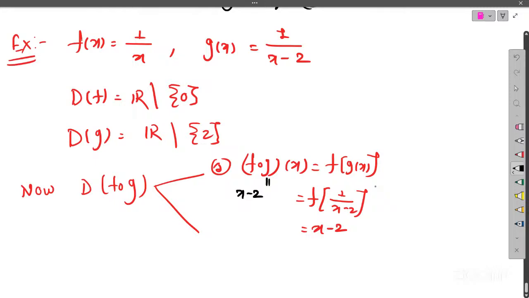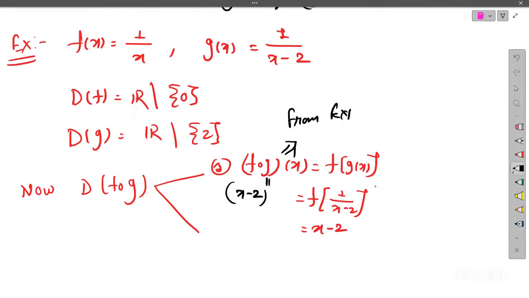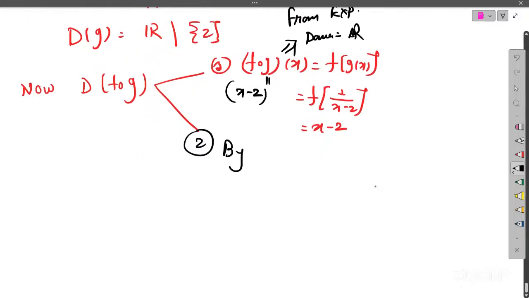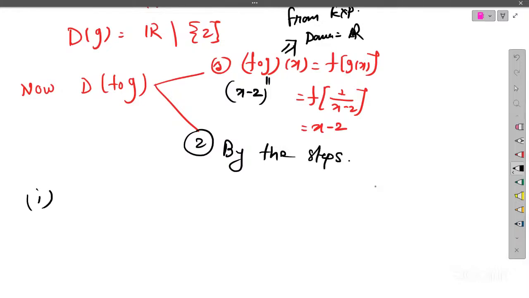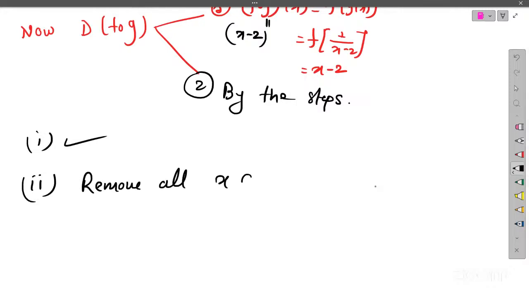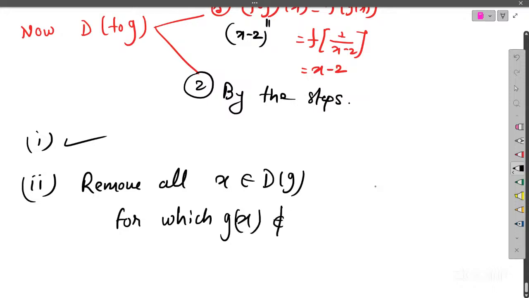And we know that it is nothing but an equation of a line. So from the expression we are getting that the domain is the whole real numbers, correct? But if we go through our steps, then what will happen? So first, find the domain of f and the domain of g. This we already completed. The second step says: remove all those x belonging to the domain of g for which g of x is not a part of the domain of f.